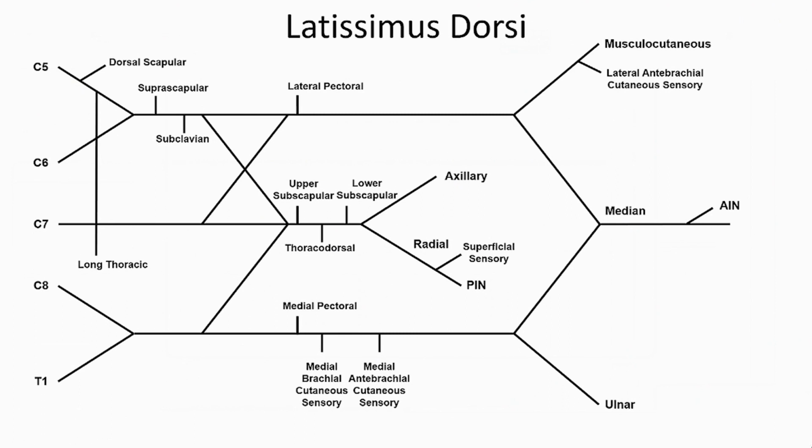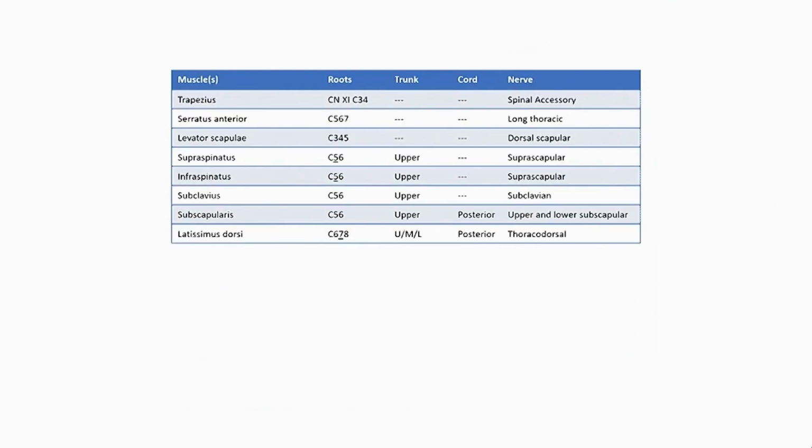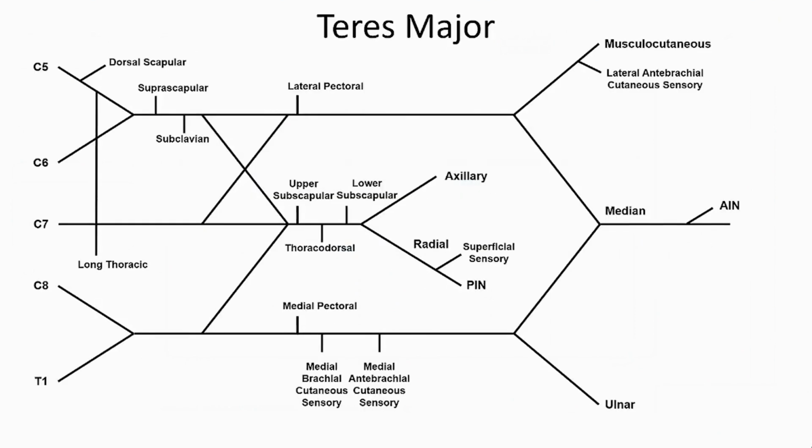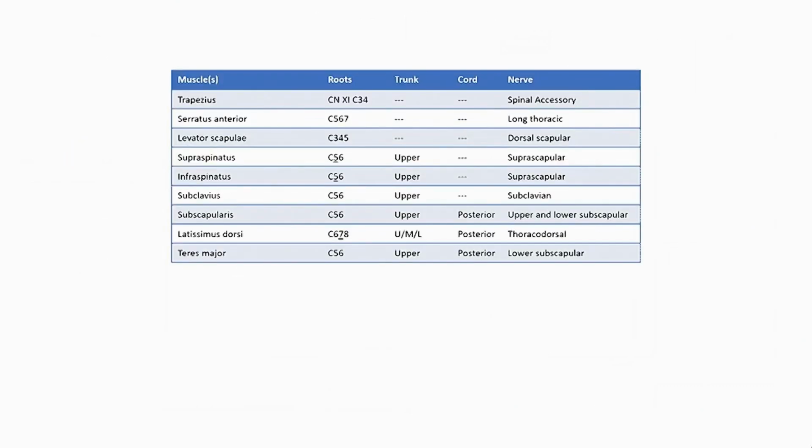Latissimus dorsi, C6, 7, and 8 nerve roots, upper, middle, and lower trunks, posterior cord, thoracodorsal nerve, primarily a C7 muscle. Next is teres major, C5 and 6, upper trunk, posterior cord, lower subscapular nerve.